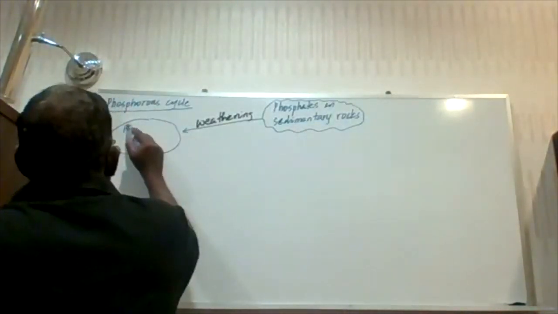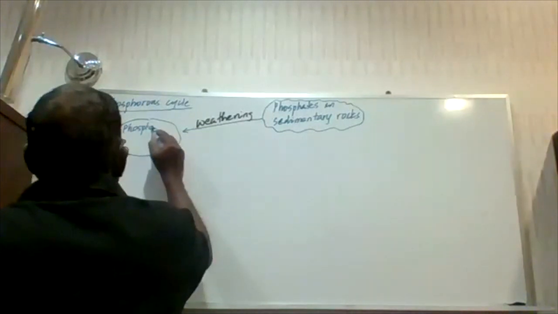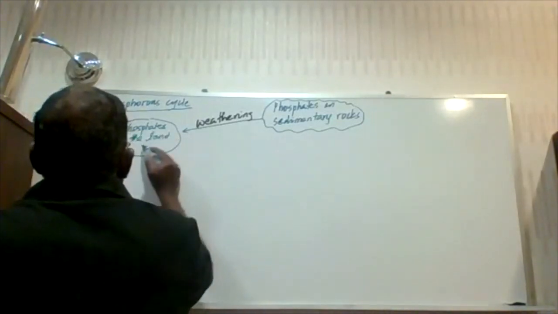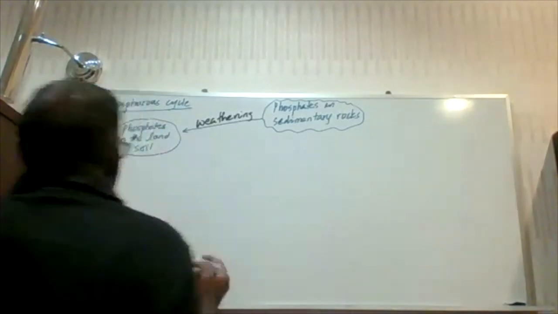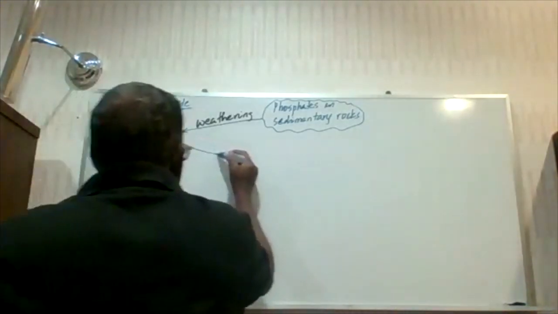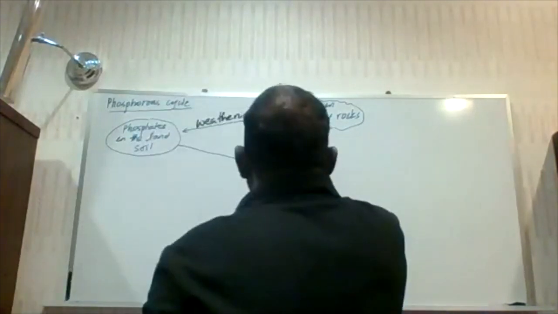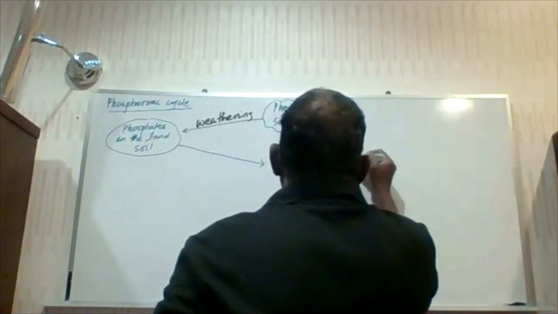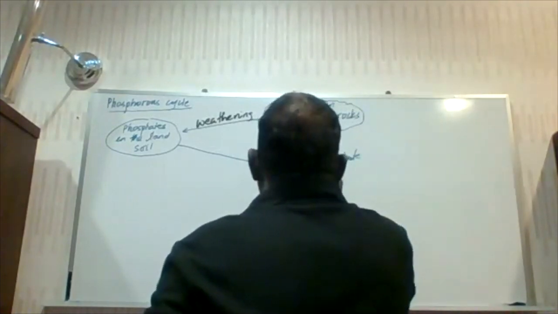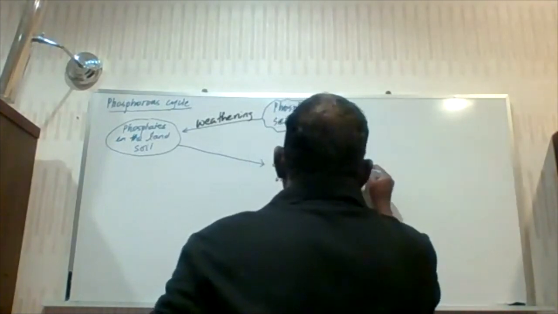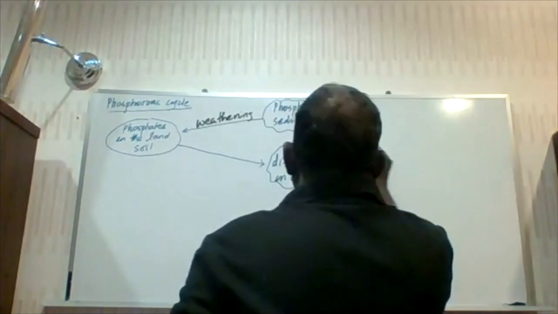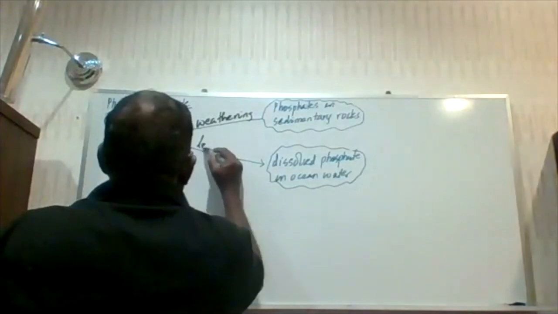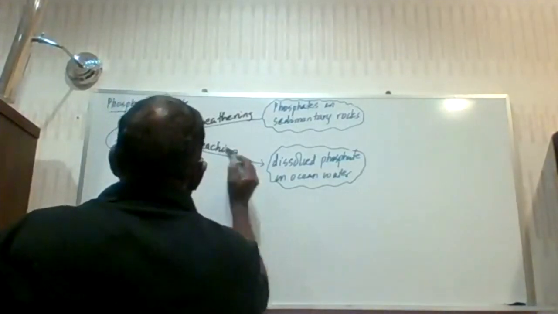So we have phosphates in the land soil. Now from this land soil, part of the phosphates undergo leaching and they're going as dissolved phosphates in ocean water. That means they eventually go into the sea, ocean water. This is the leaching process. I just put leaching here.